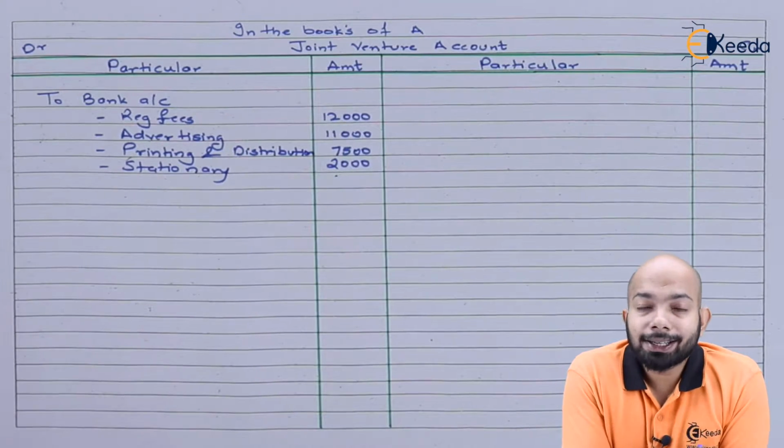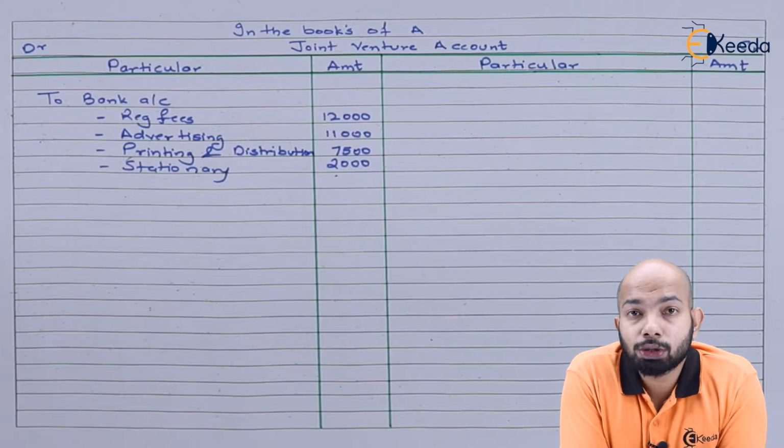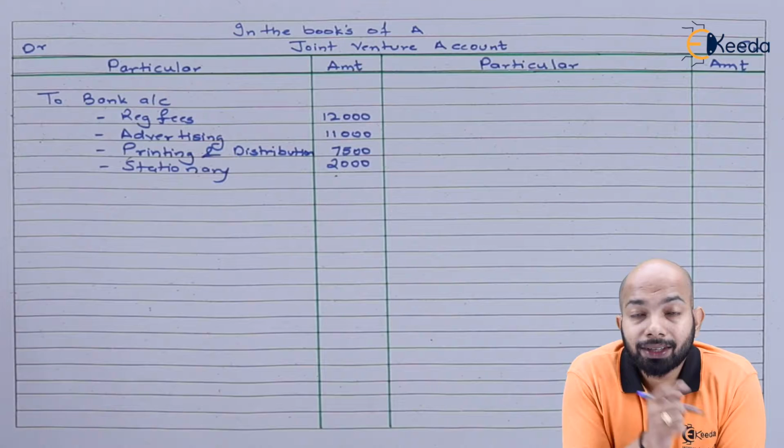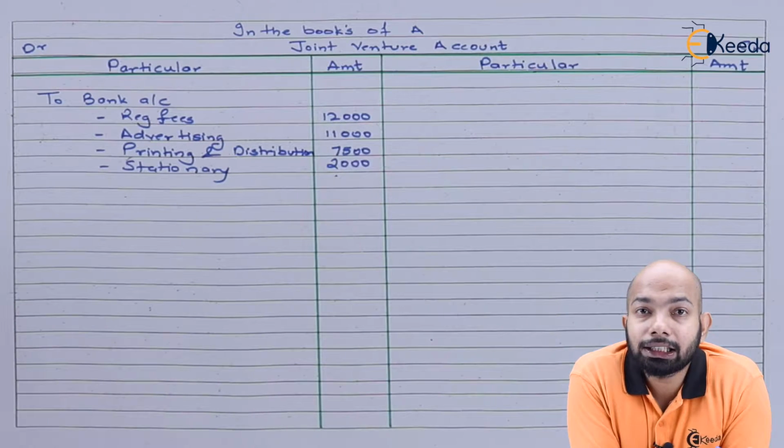So all the expenses related to A have been mentioned down here. Registration, printing, prospectus, stationery, etc. have been mentioned here with the amount. Now the next entry that we will be passing is for the expenses that are related to B.